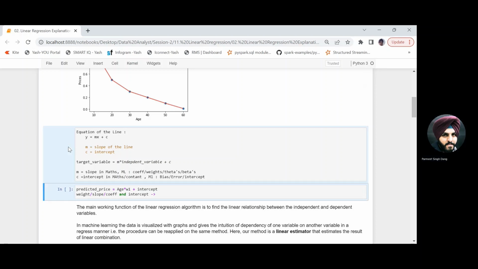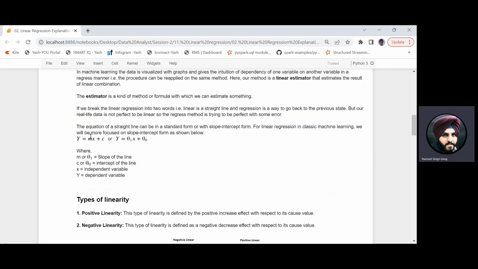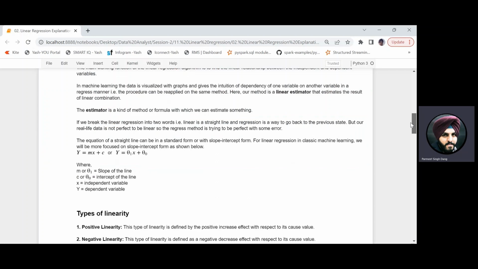So now we understood that the equation of the line is y equals mx plus c. I can represent it in the form of theta, so I can replace m with theta. y equals theta 1 x plus theta 0, where m or theta 1 is the slope of the line, and c or theta 0 is the intercept of the line. We know x is the independent variable and y is the dependent variable, or the one which we need to predict, right?